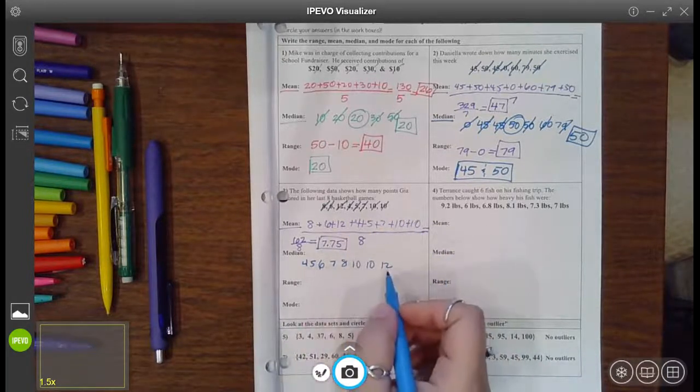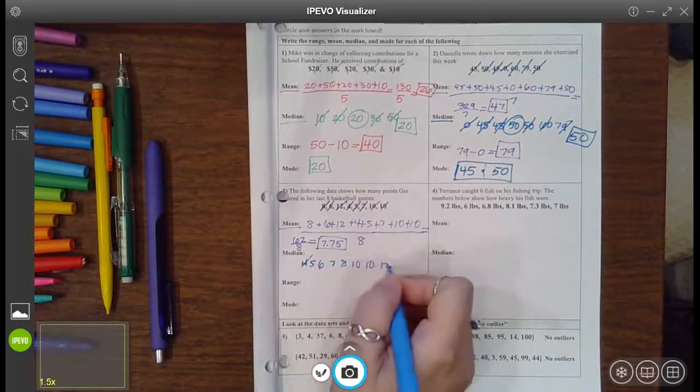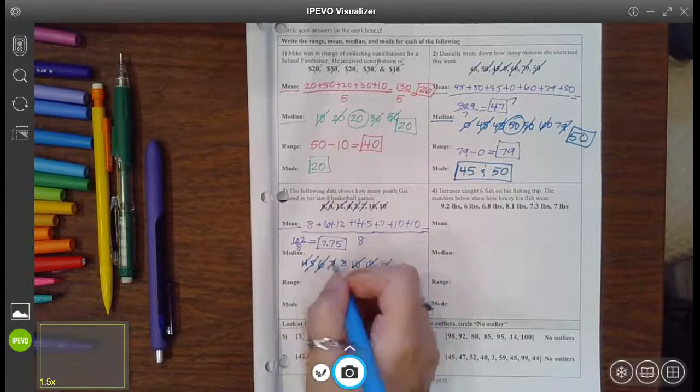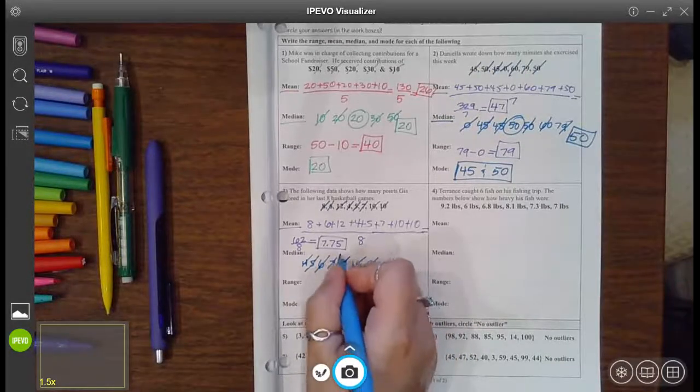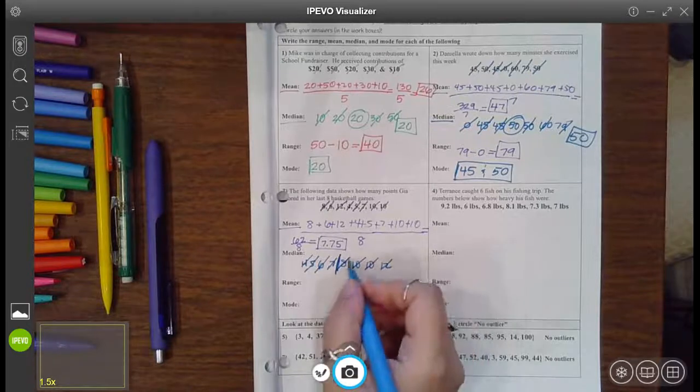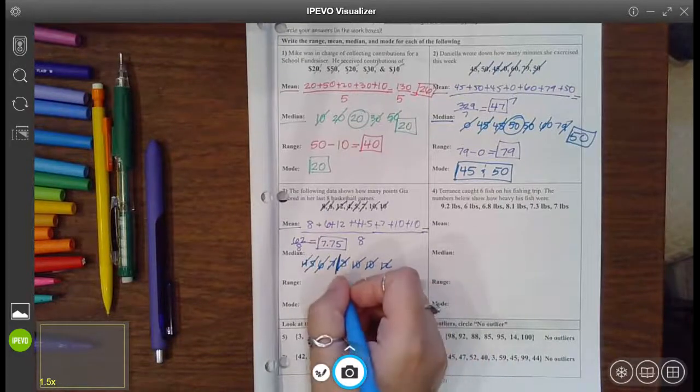Okay, now that we double checked that there's 8 of them, cross off till you get the middle number. So first, last, first, last, first, last, first, last. It's between 7 and 8. Now, a lot of you know what's between 7 and 8. 7.5.